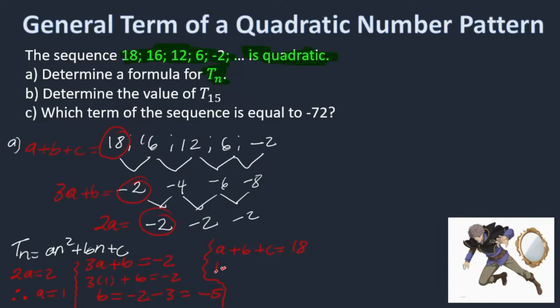Substitutions. My a is 1. My b is negative 5, plus c is equal to 18. This on the left side is negative 4 plus c is equal to 18.